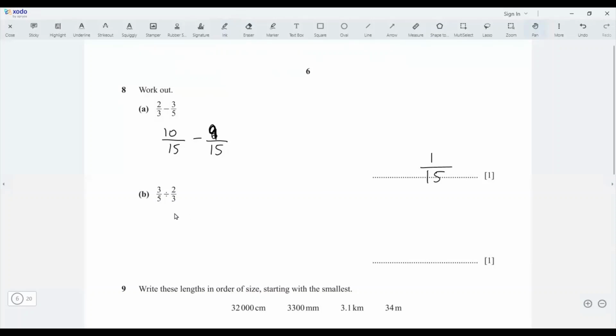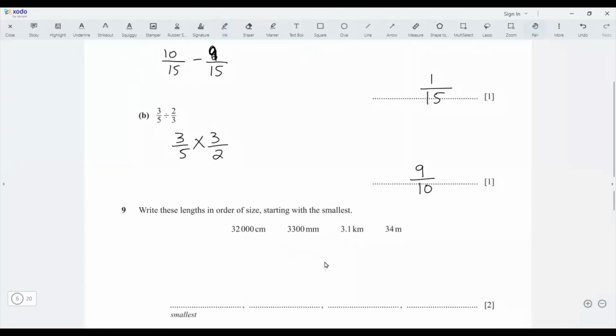In the next question, 3 over 5, the division sign will be changed to multiplication and it will be the reciprocal. So 3 over 2. 3 times 3 is 9, 5 times 2 is 10. So moving ahead to the next question.